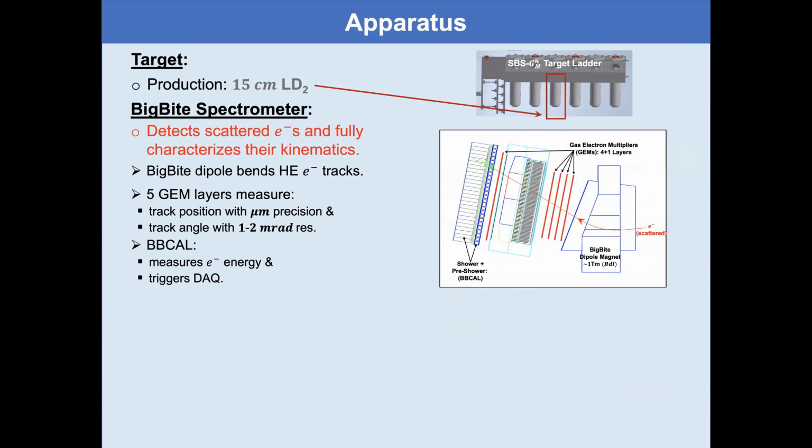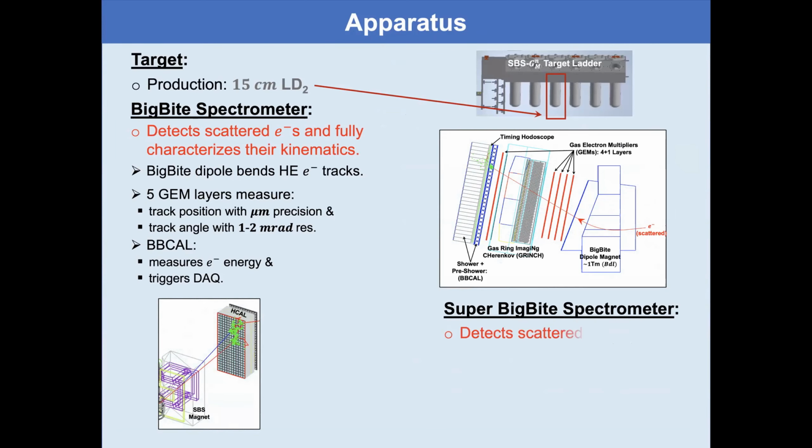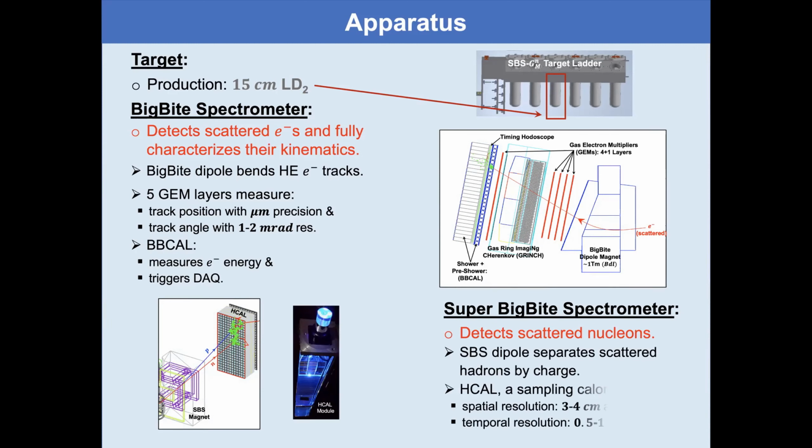On the other hand, the Super BigBite Spectrometer is used to detect scattered nucleons. The SBS dipole separates the hadrons by charge, and then the hadron calorimeter detects both neutrons and protons with very high position and time resolutions. Since the data taking was completed quite recently, we are at a very early stage of analysis.